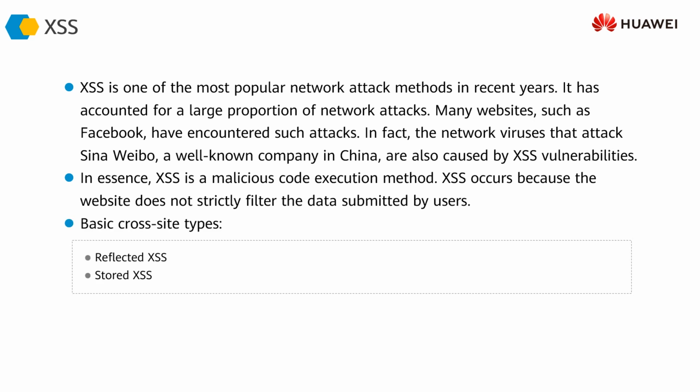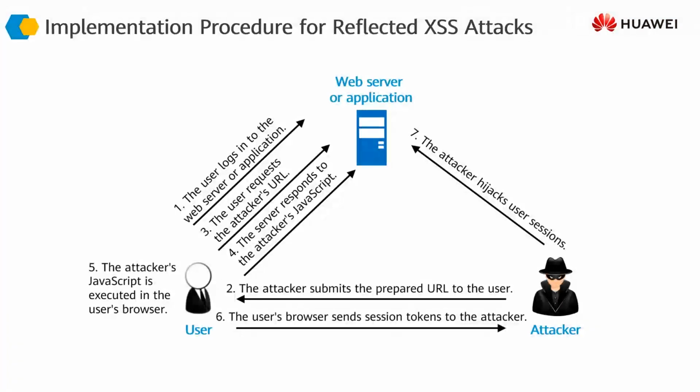There are two types of XSS attacks. One is called the reflected XSS and the other one is called the stored XSS attack. These are the two major types of XSS, or cross-site scripting attacks, or we can say session hijacking attacks. Let's take a look at these two types of attacks one by one. The first type of attack is the reflected XSS attack.